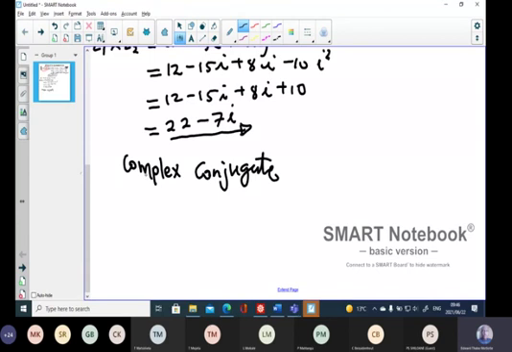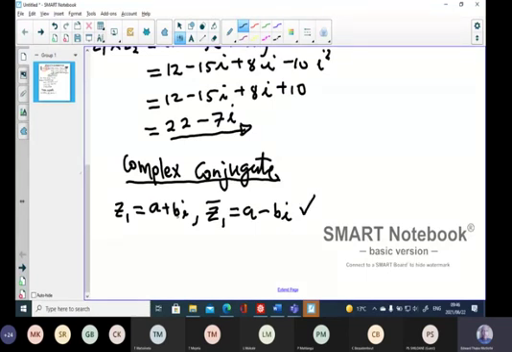So if you are given a complex number z1 equals a plus bi, the conjugate of this complex, denoted by this, is equal to a minus bi. So a minus bi is a conjugate of a plus bi. Okay, so that's basically conjugate. That's what I wanted to discuss.